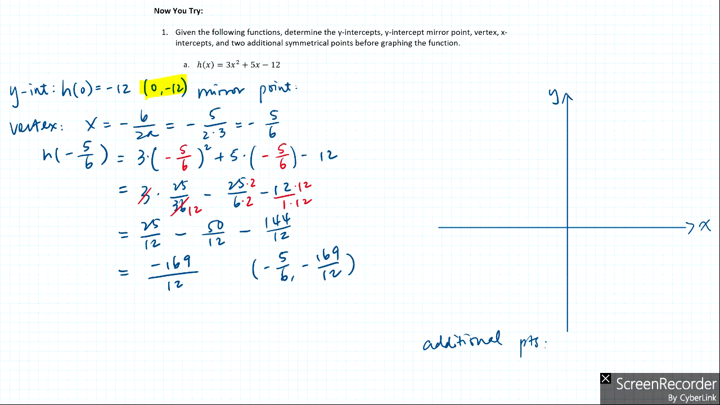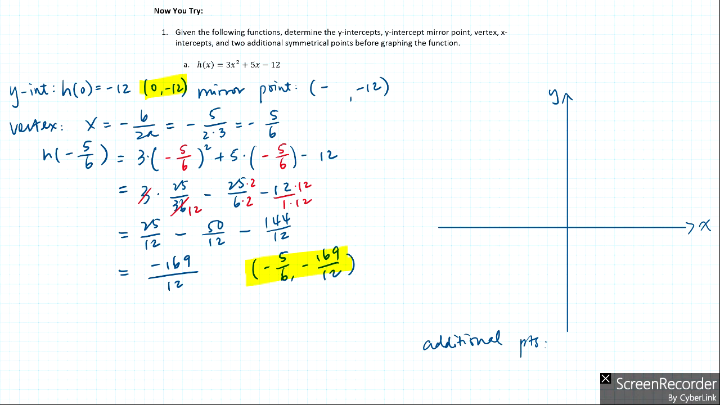Later on, we'll definitely want to know what roughly negative 169 over 12 is equal to, so that'll be helpful for us to graph it on the coordinate plane. But for now, we are going to use this information to find the mirror point of the y-intercept. For the y-intercept's mirror point, they're at the same height, so the y-coordinate should be the same as the y-coordinate of the y-intercept, and the x-coordinate should be double the x value of the vertex or the axis of symmetry. Here we have negative 5 over 6.